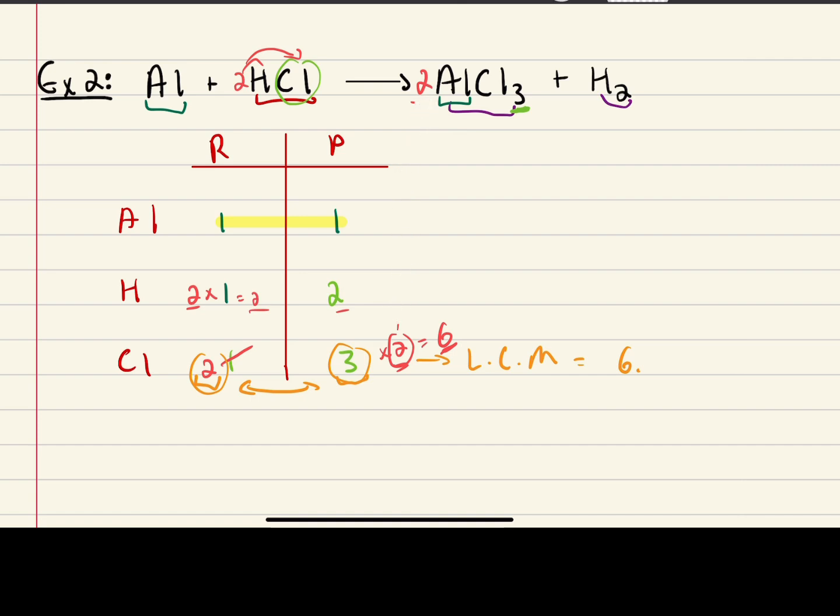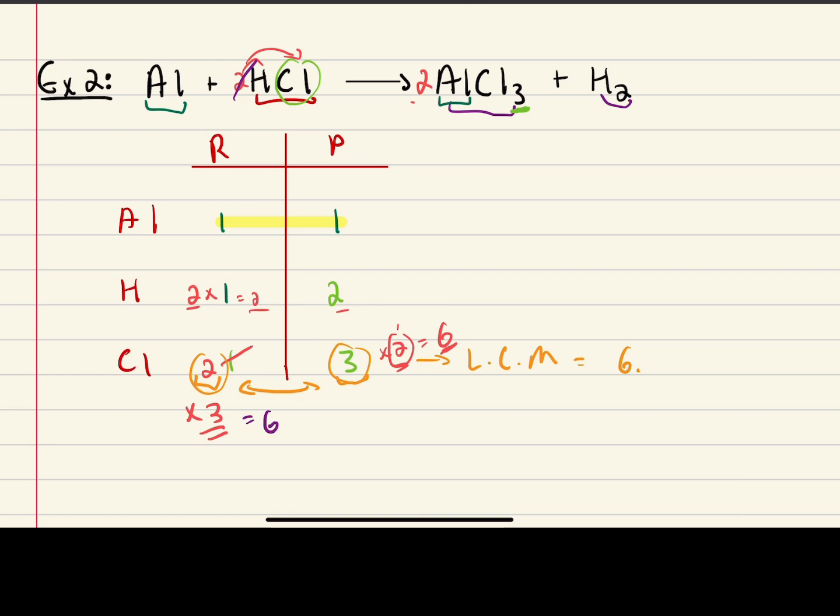And then for the other one, I'm going to have to multiply it by 3. So for the chlorine on the reactant side, that'll have to be by 3. The problem is that there's already a number there. Now, a lot of people would mistakenly do this. They would cancel that 2 out and put a 3. The thing is, you're not trying to get this chlorine to equal 3. You're trying to get it to equal 6.